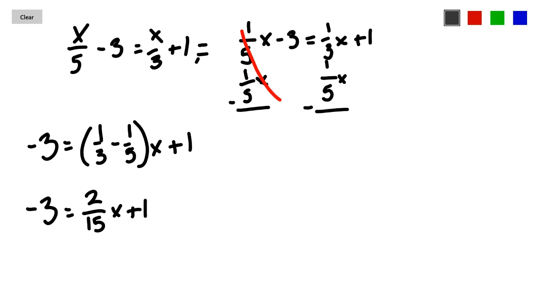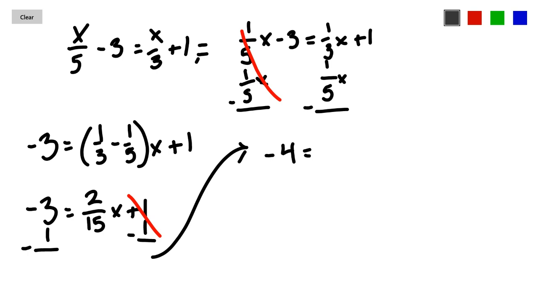Okay, so now I'm going to get the x by itself by subtracting 1 from both sides. So 1 minus 1 is 0, and negative 3 minus 1 is negative 4. So I end up with negative 4 is equal to 2 over 15 times x. So it does look a little bit funky when we have a fraction, but it's going to work exactly the same way. I'm going to divide both sides by 2 over 15.